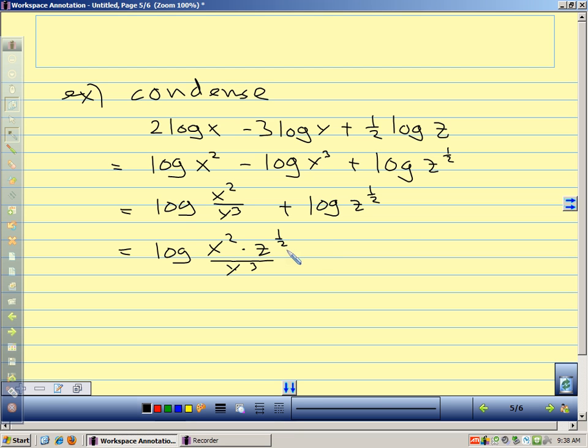We could write this as a square root of z. We could do that and that would be fine also. Is there a question?